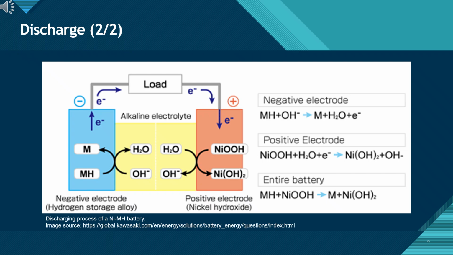At the positive electrode, nickel oxyhydroxide, NiOOH, accepts those electrons and reacts with water to form nickel hydroxide, Ni(OH)2, while regenerating hydroxide ions, which return through the alkaline electrolyte toward the anode. This exchange, electrons moving through the load externally and ions circulating internally, keeps the circuit balanced and allows the battery to continuously supply power until discharge is complete.